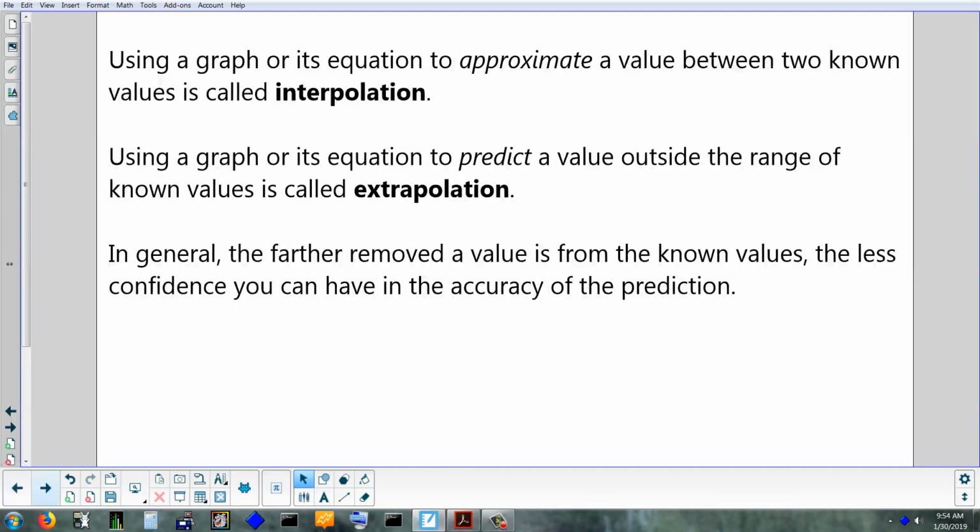Using a graph or its equation to predict a value outside the range of known values is called an extrapolation. Right? So here it's gonna be approximate, it's gonna be exact. Here you're gonna predict. So interpolation, it's exact. Extrapolation, you're making a guess based on the equation of the line. In general, the farther removed the value is from the known values, the less confidence you can have in the accuracy of the prediction. So if the number you guess is way outside the known values, it's not going to be a real good fit. All right?